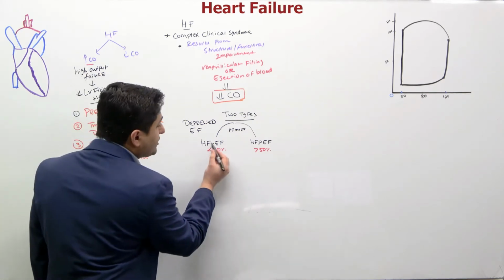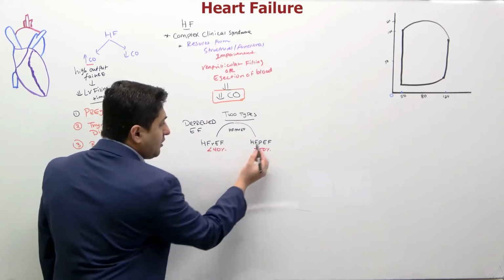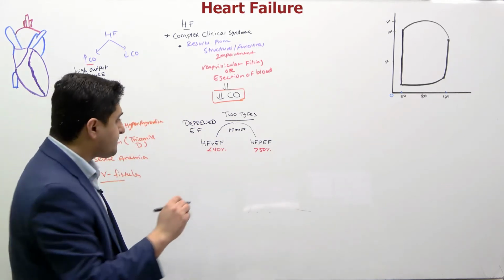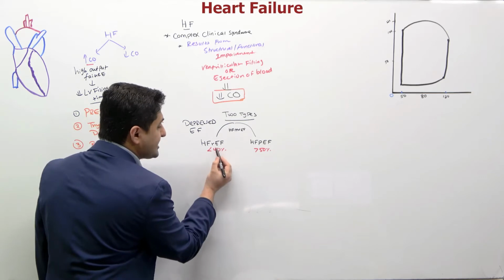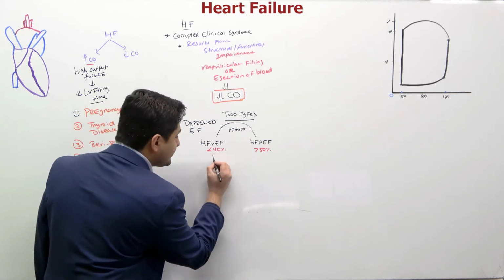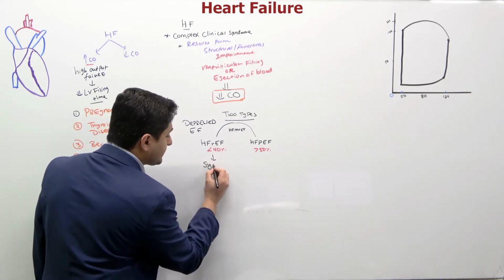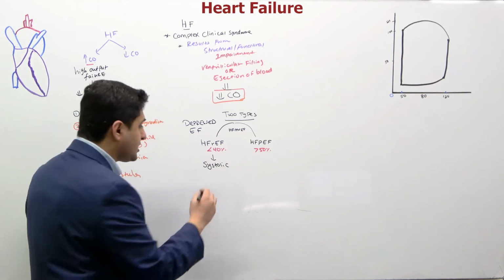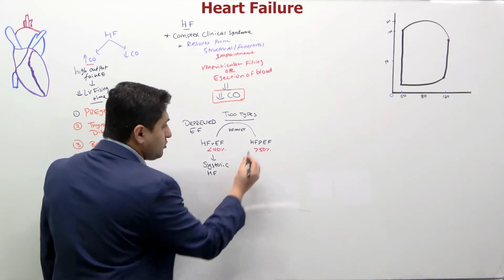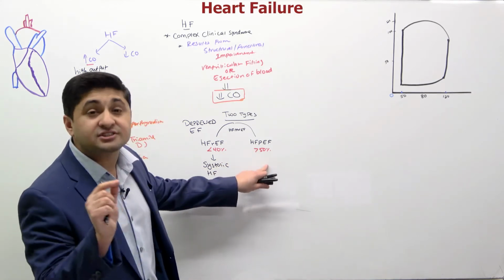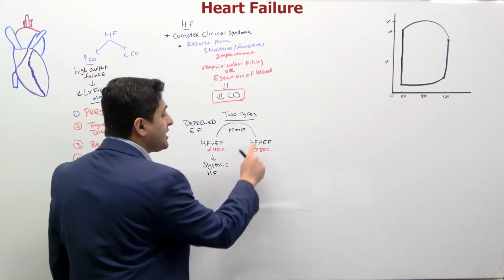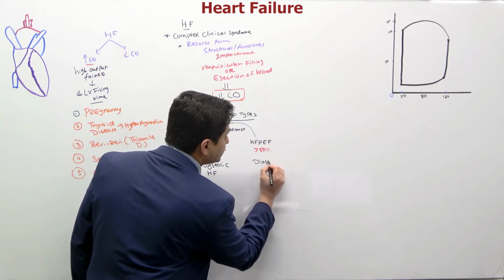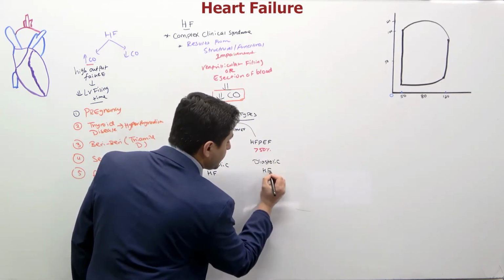Now, when we talk about HFrEF or HFpEF, what is this? This type of heart failure, where the ejection fraction is less than 40%, we call a systolic heart failure, or systolic dysfunction. When there is heart failure but the ejection fraction is preserved, it has nothing to do with ejection, it has more to do with the diastolic. So this is a diastolic heart failure.